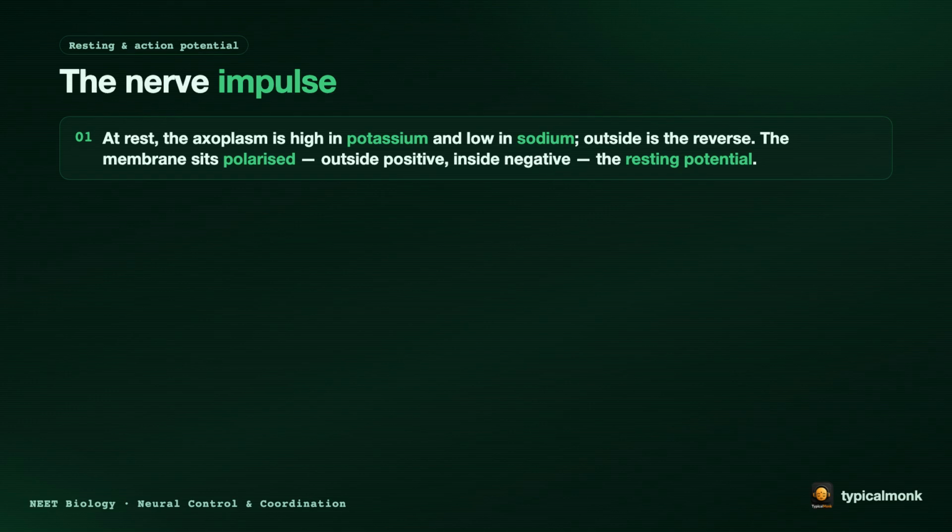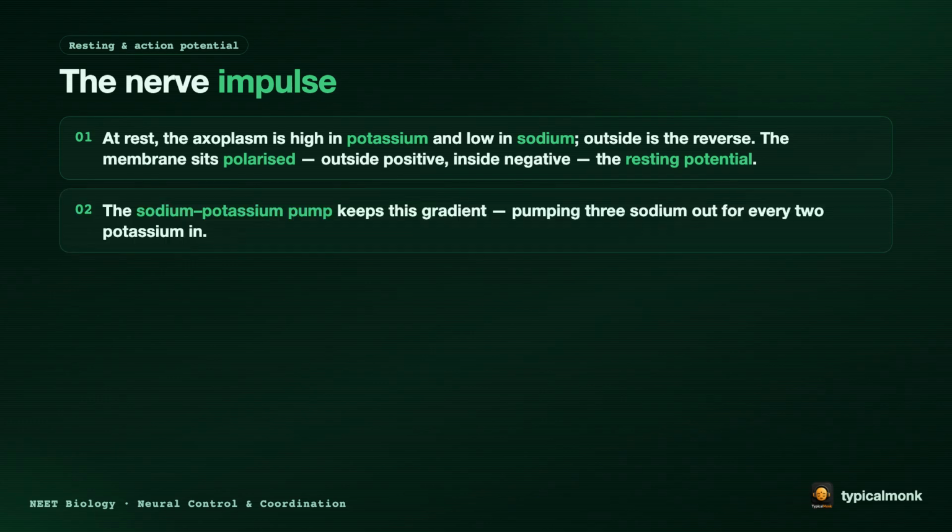Now, how does the neuron actually carry a message? At rest, the axoplasm is high in potassium and low in sodium, while outside is the reverse. So the membrane sits polarized, outside positive, inside negative. This is the resting potential. The sodium-potassium pump keeps this gradient, pumping 3 sodium out for every 2 potassium it brings in.